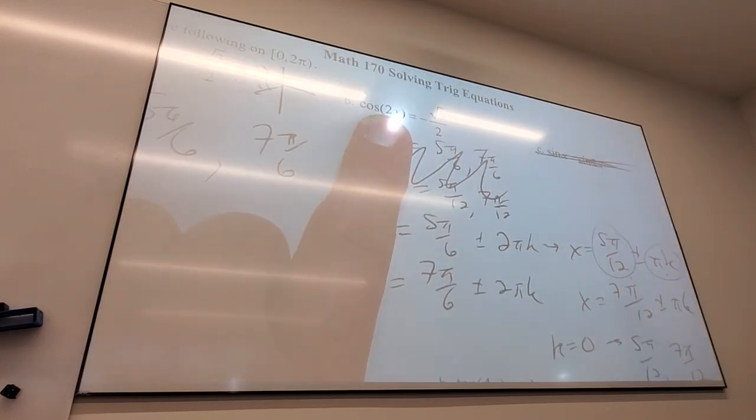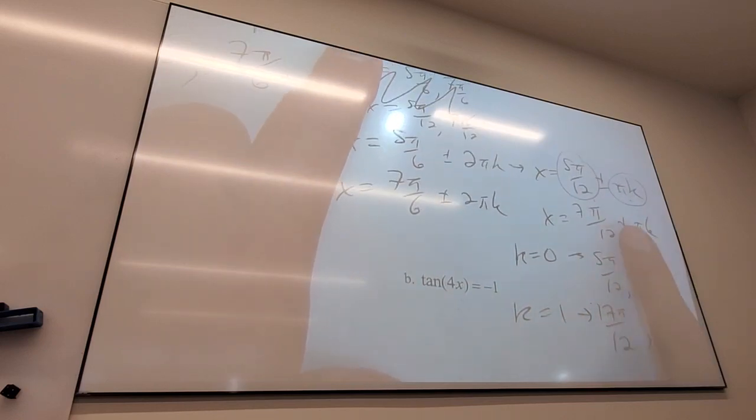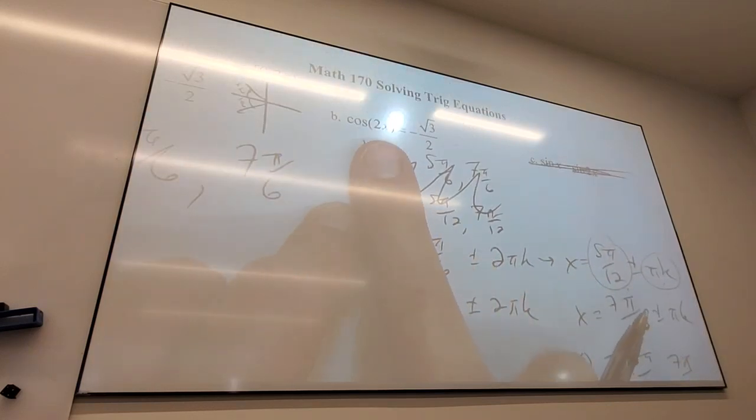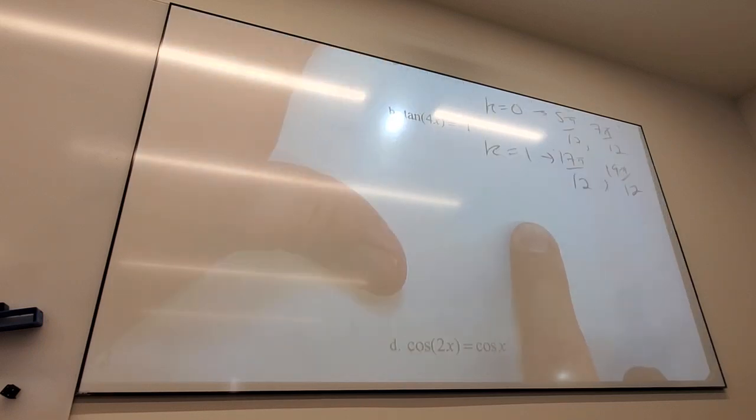Whatever number that is, do you see how we had to go up to k equals 1? If we go to k equals 2, 5 pi over 12 plus 2 pi is obviously more than 2 pi, so I wouldn't do it. If I had a 3 here, then I would go up to k equals 2. If I had a 4 there, I would go up to k equals 3. So that is one generalization you can make.